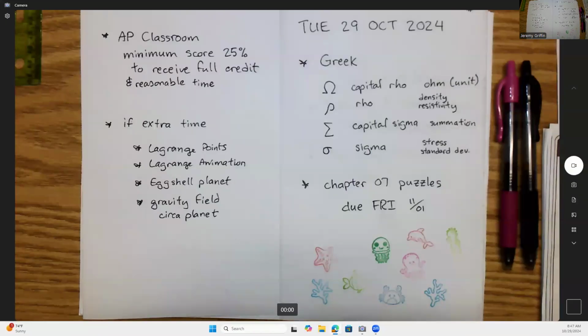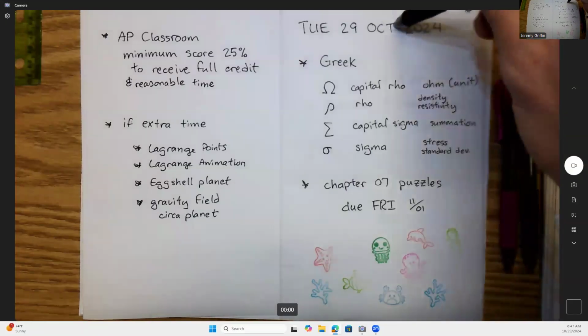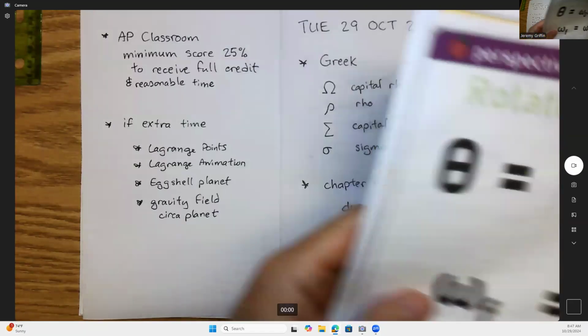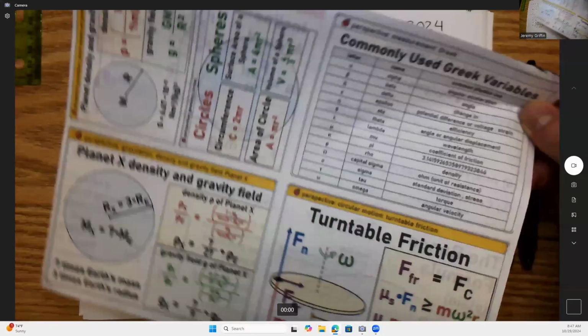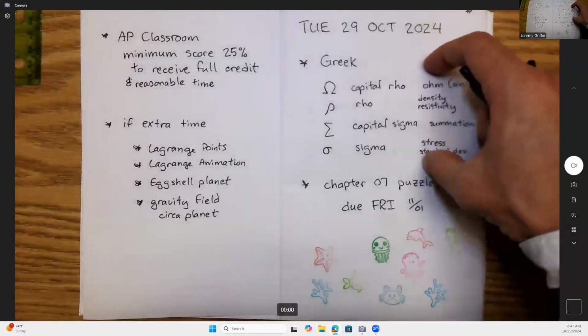Recording is rolling. It is Tuesday, October 29th. There was a page I gave you guys yesterday. It looks like this. I have a correction to make on that Greek table. We'll look at that pretty soon.